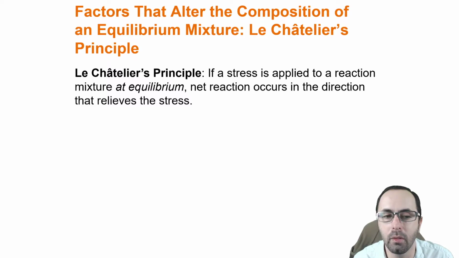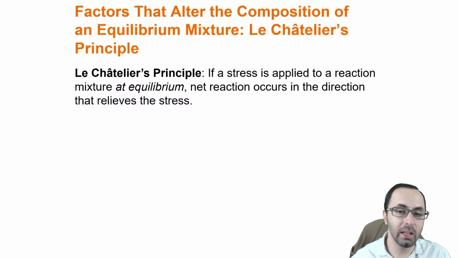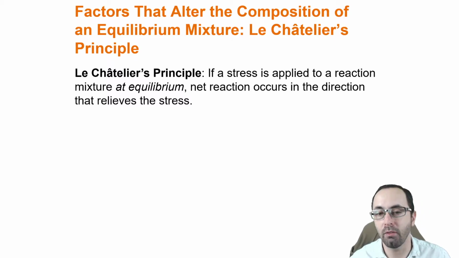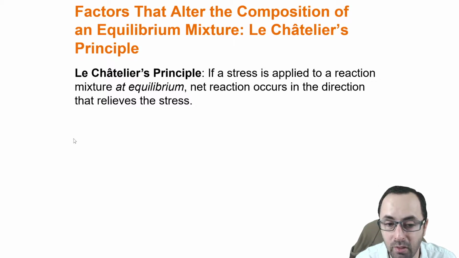The statement of the principle is this: if a stress is applied to a reaction at equilibrium, a net reaction occurs in the direction that relieves that stress. What that means is that if a reaction is at equilibrium and you change something, the reaction is going to move in the direction that fixes your change. That change can come in a few different types.